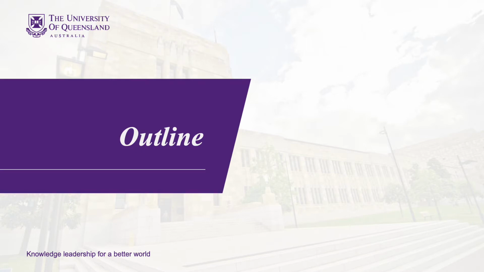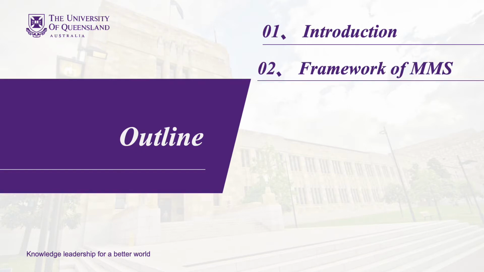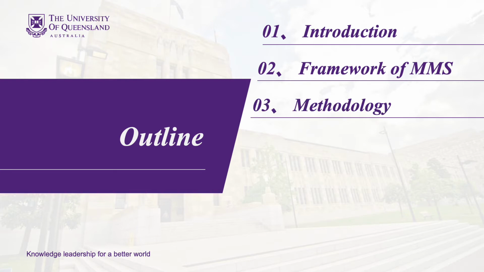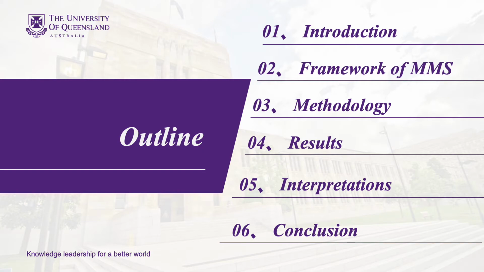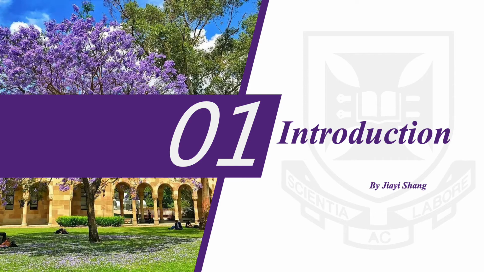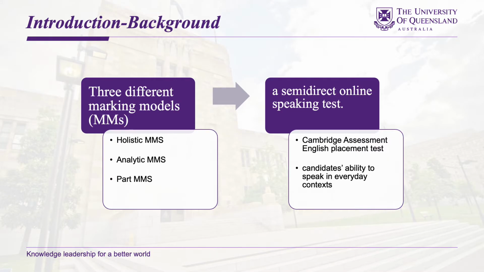Our outline has 6 parts: introduction, the framework of marking models, methodology, results, interpretations, and conclusion. This is the first part, the introduction. Let me introduce the background.